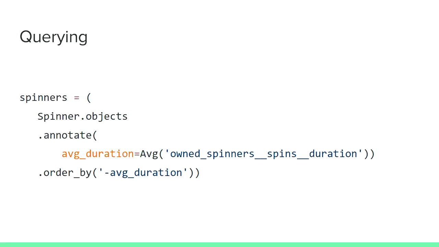So the query gets a lot easier. When you are in your views, what happens is you just query as if it was a normal view. So for instance, here we are annotating the average duration for each type of spinner. And it's going to be doing this only in the IBM schema or whatever other schema you have. So it's transparent. You don't have to worry about this.